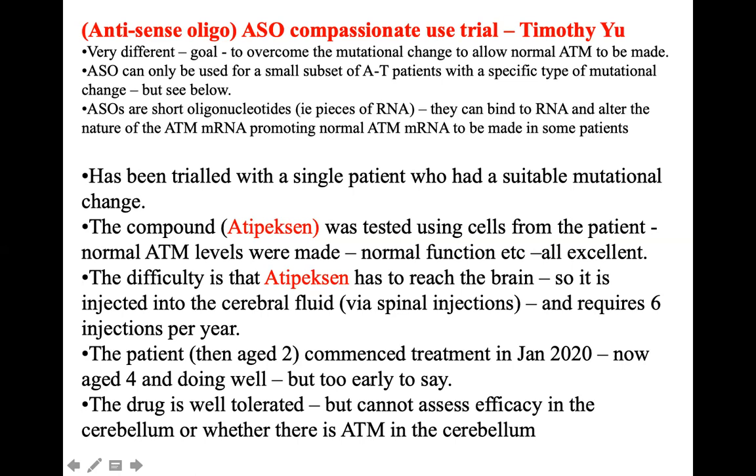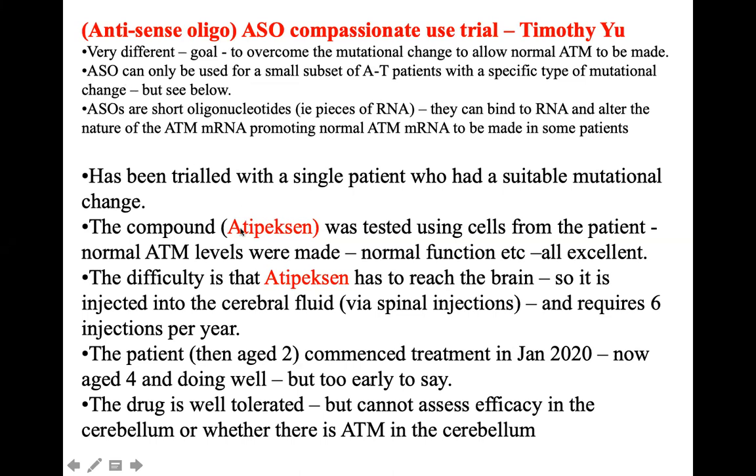However, it's only a small subset of patients that are amenable to this type of treatment. The nature of their mutation change allows them to make normal ATM protein by using these little oligonucleotides. At the moment, this has been trialed using a single patient who had a suitable mutation. So in a way, this is a trial of N equals 1. But I think, as you'll hear, it's a little bit more encouraging that it may be applicable to broader patients. I think it's interesting for you to know exactly where this is at and what's happening.